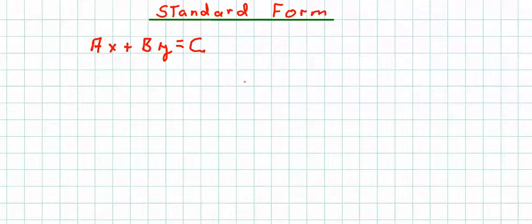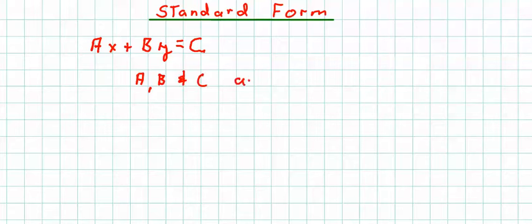What I'm going to be asking you to do, and it's the last main topic of this unit, is to take equations in different forms and put them in standard form, or given them in standard form, put them in a different form. So, what is A, what is B, and what is C?